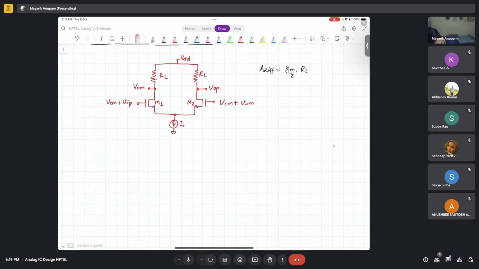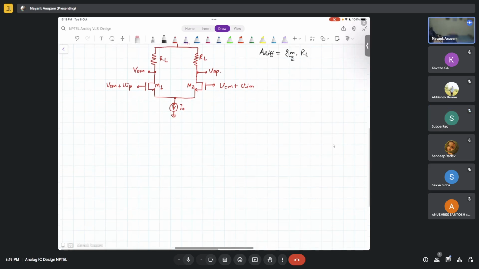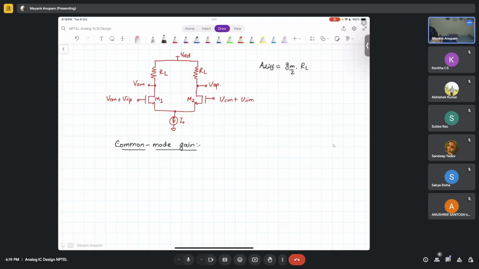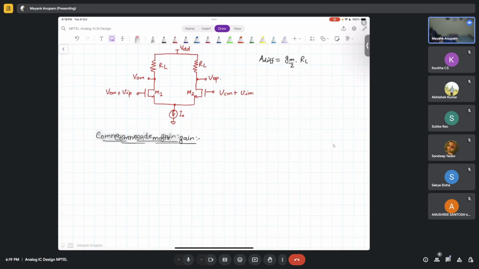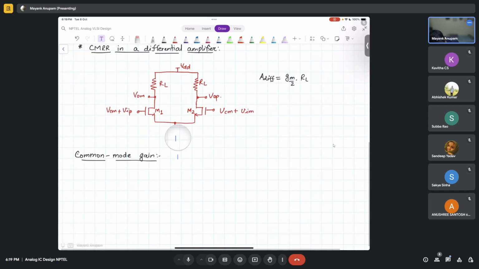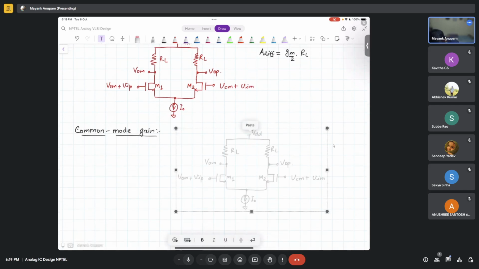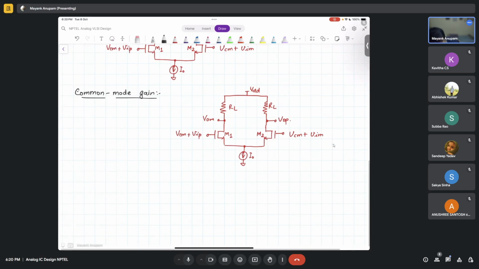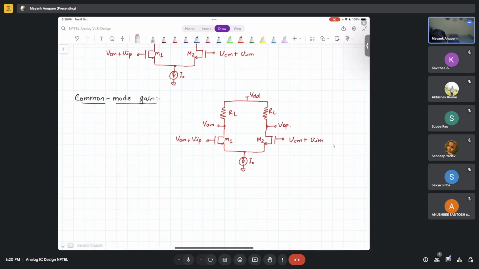And for common mode gain, what do we need to do? First you have to write the common mode picture. First you have to find out how the circuit will look in the common mode, isn't it? So take a copy of this, paste it here, and then we'll have to find out how the circuit would look in the common mode picture.